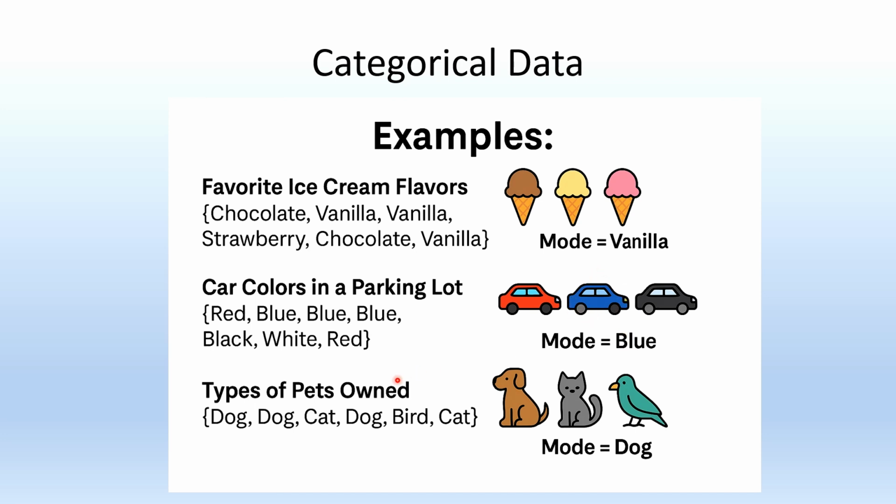Types of pets. You talk to some people, they've got a dog, a cat, dog, bird, and a cat. Well, the most common in this type of categorical data would be a dog. So this is a good way of looking at non-numerical data, which is what categorical data primarily is.